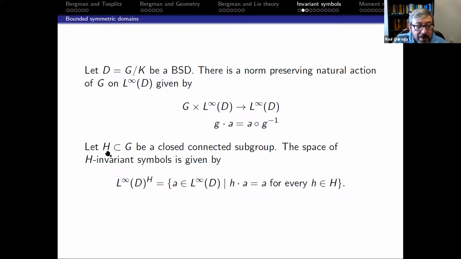So this is the general setup for what Nikolai considered, the H invariant symbols. You take any closed subgroup H, connected for simplicity, of G, the biholomorphisms of D, and consider the symbols that are invariant under the action of H, constant on the orbits of H. I'm going to denote it like this: L infinity of D, H.